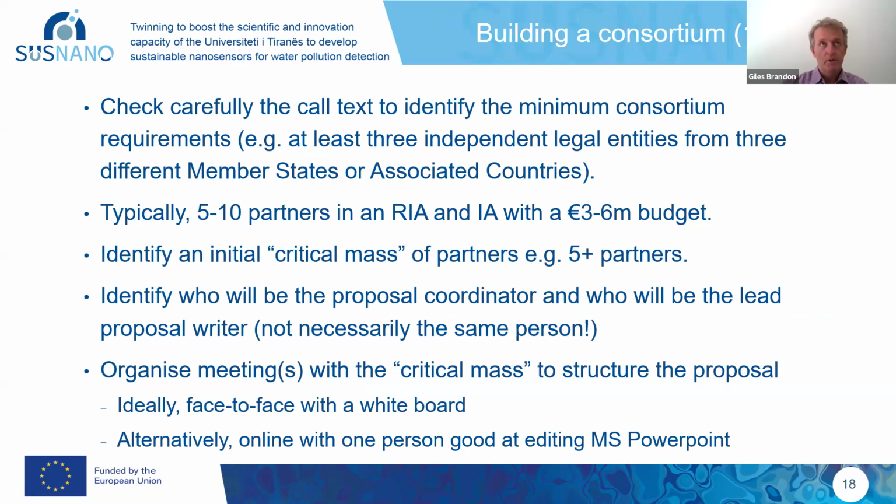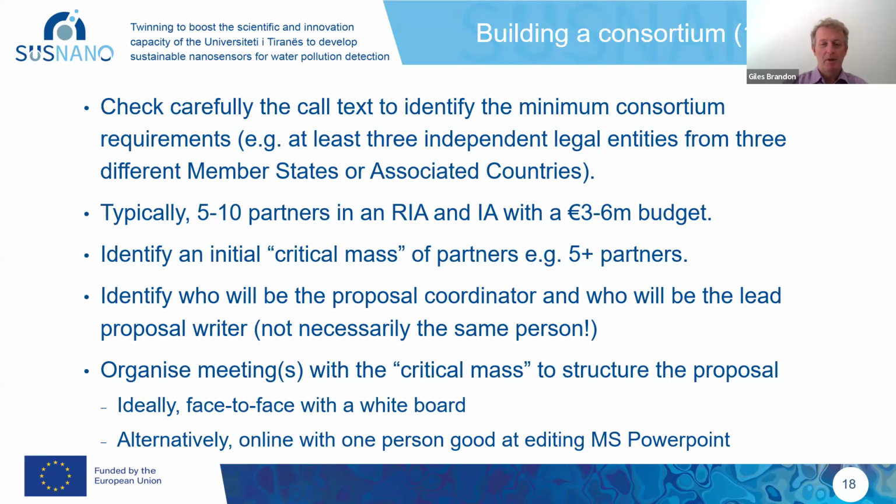Yes, so we are still in this initiation phase, but we're getting to the end of it. So, a few words about building a consortium. The first thing to do is check carefully the call text to identify the minimum consortium requirements. Often the call text says something like at least 3 independent legal entities from 3 different member states or associated countries. That's usually the bare minimum.